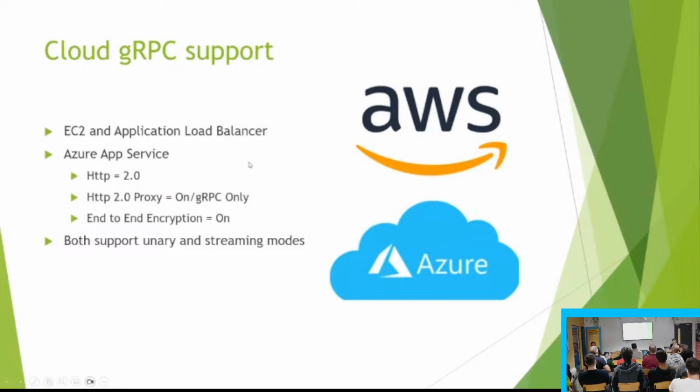Quick note on gRPC support. You can do it on AWS and Azure, obviously. Probably on Google Cloud, though obviously I've no experience with that. A note I'd make with Azure App Services: you need to set HTTP to 2, obviously, and an HTTP/2 proxy as well, and end-to-end encryption. Otherwise, it won't work. But they both support unary and streaming mode, so singular and streaming mode.